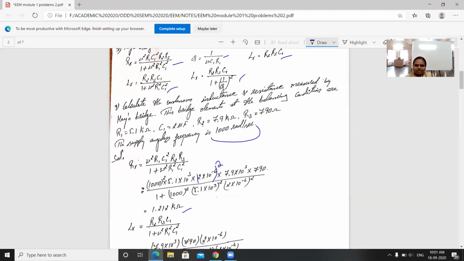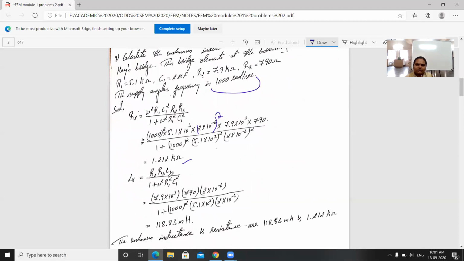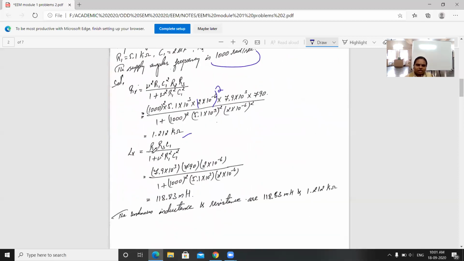Then Lx, this is the equation you have to use: R2, R3, C1 divided by 1 plus omega square R1 square C1 square. Substitute for each parameter, R2, R3, C1, and also substitute for the denominator part. After solving, you will be getting 118.83 millihenry. These are all the unknown resistance and inductance of the Hay bridge.